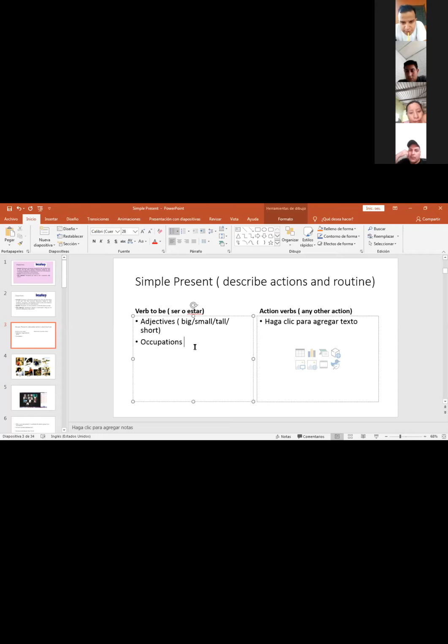Now, occupations. Examples of occupations. Secretary. Doctor. Very good. Avionics, what? Mechanic. Very good. Very good. Perfect. You see? Okay. Si yo voy a hablar de cualquiera de este tipo de información, okay, yo voy a ocupar el verbo to be. Now, action verbs, for example, daily routine, actions?